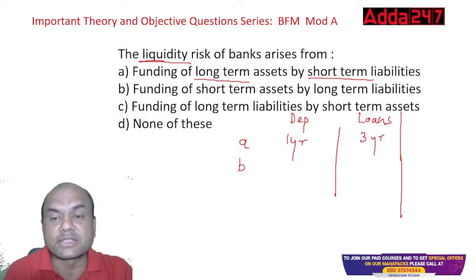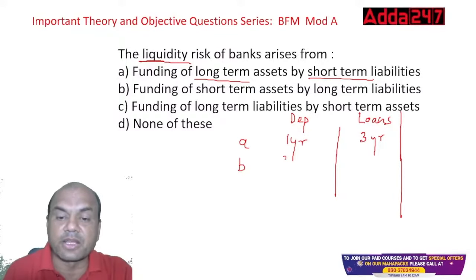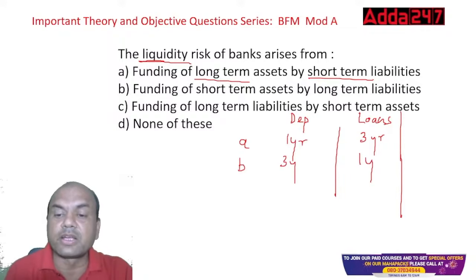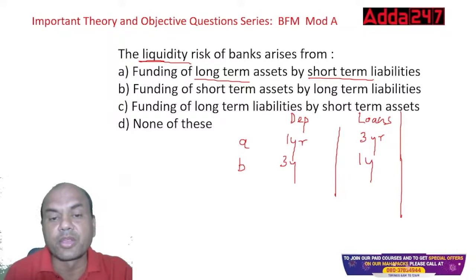B: funding of short-term assets by long-term liabilities. So a deposit of 3 years and a loan of 1 year. Will it create a problem for me? And C: funding of long-term liabilities by short-term assets.